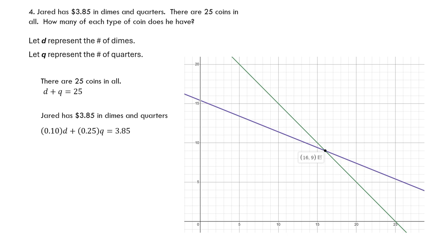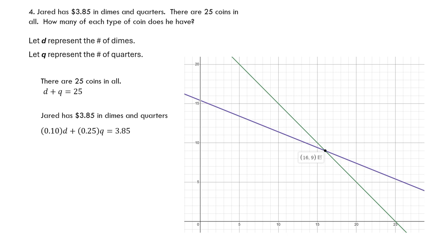Jared has $3.85 in dimes and quarters. There are 25 coins in all. How much of each type of coin does he have? So our declarations can be let D represent the number of dimes and let Q represent the number of quarters. So we know there are 25 coins in all, so D plus Q will equal 25.